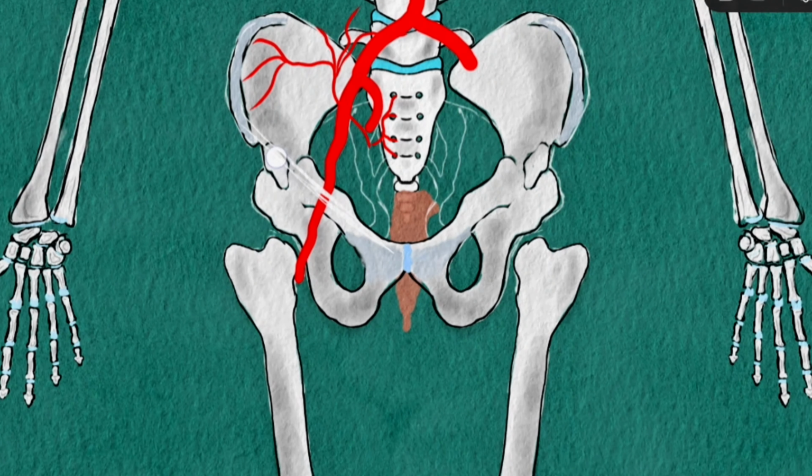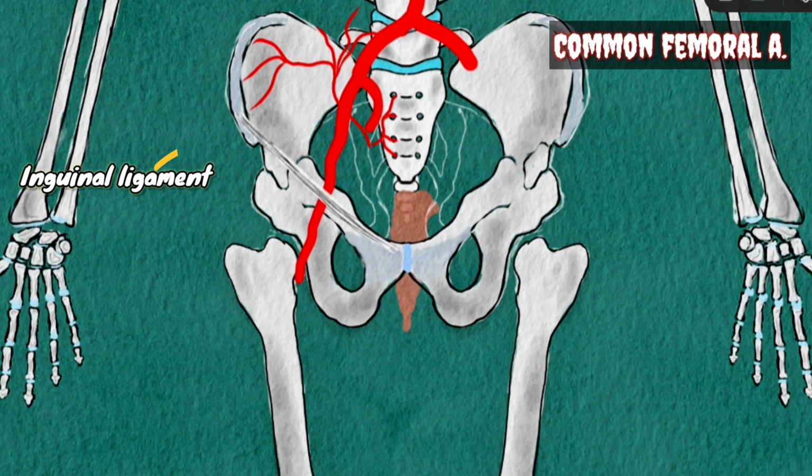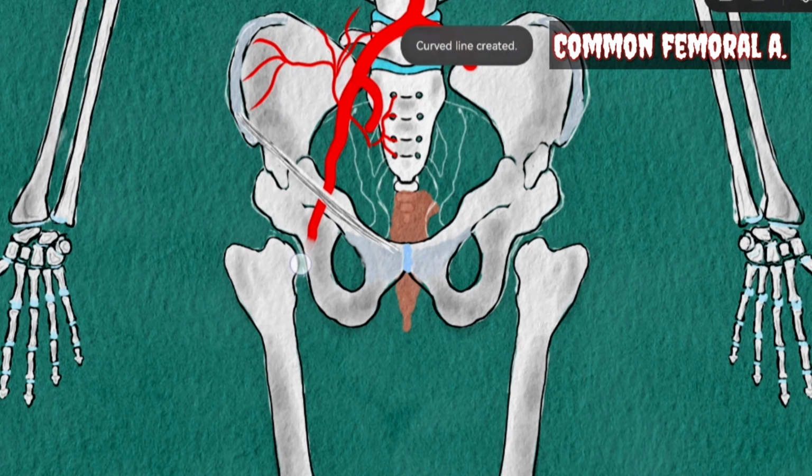Let's go to see the arterial system of the lower limb. As the external iliac artery passes under the inguinal ligament and thus leaves the pelvis, it becomes known as the common femoral artery. Let's follow the common femoral artery down into the lower limb. The common femoral artery produces two main branches to the leg.